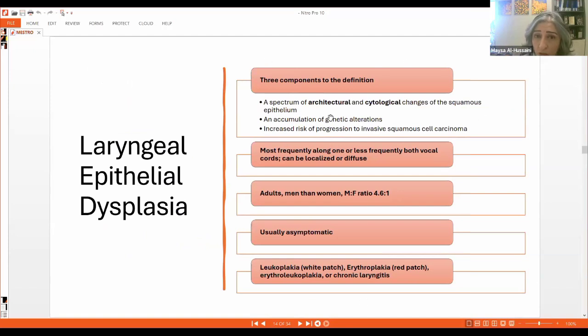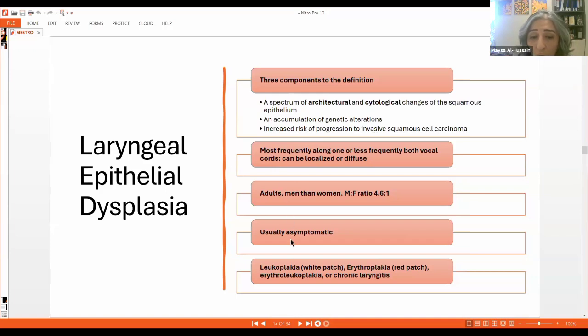There are three components to the definition. We have a spectrum of architectural and cytological changes in the squamous epithelium as a result of accumulation of genetic material, with the associated increased risk for progression. If left untreated, there is an increased risk for progression to invasive squamous cell carcinoma. In general, the epidemiology, the anatomic location and the distribution follow invasive squamous cell carcinoma or laryngeal carcinoma, because it is a risk factor for laryngeal carcinoma.